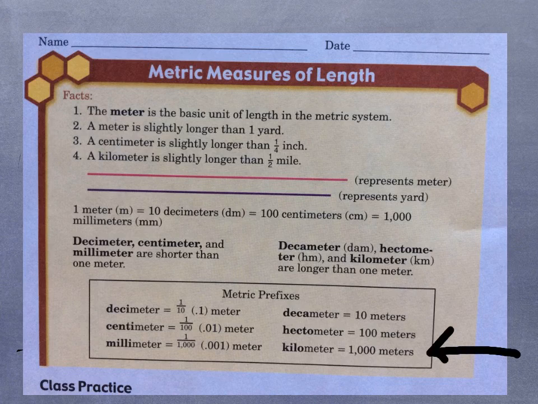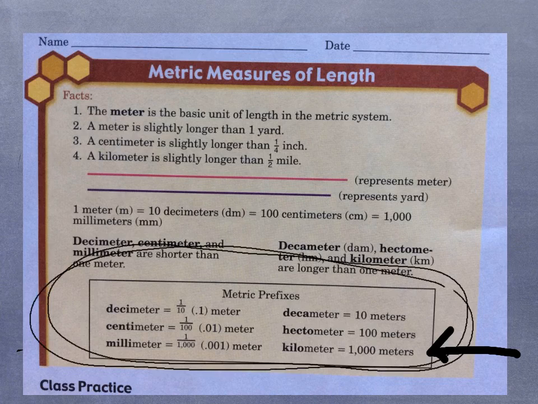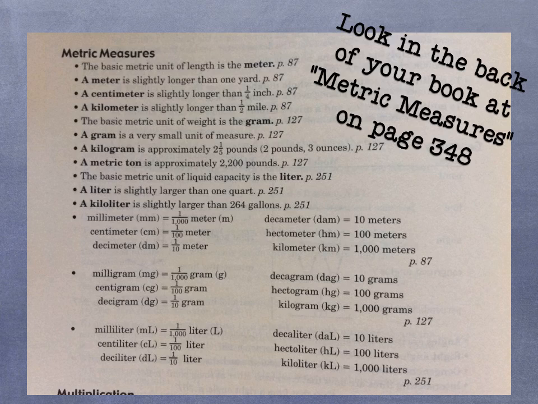Also, I want to remind you that as you do future assignments, if you have not memorized what's in this box by that time, you can always look in the back of your book. On page 348, you're going to have what we just worked on: your decimeter, centimeter, millimeter, decameter, hectometer, kilometer. You may not have it memorized yet.